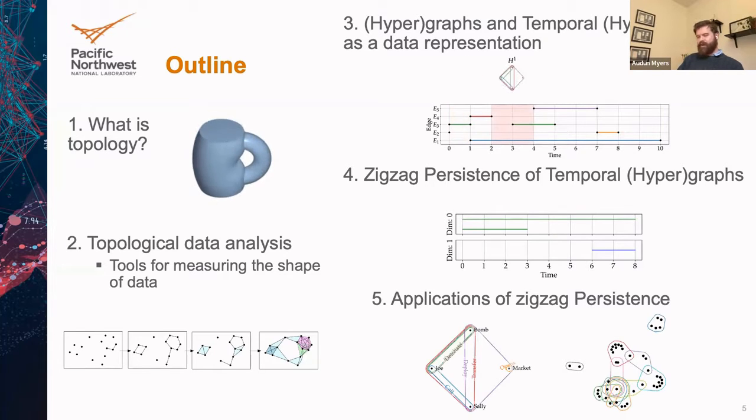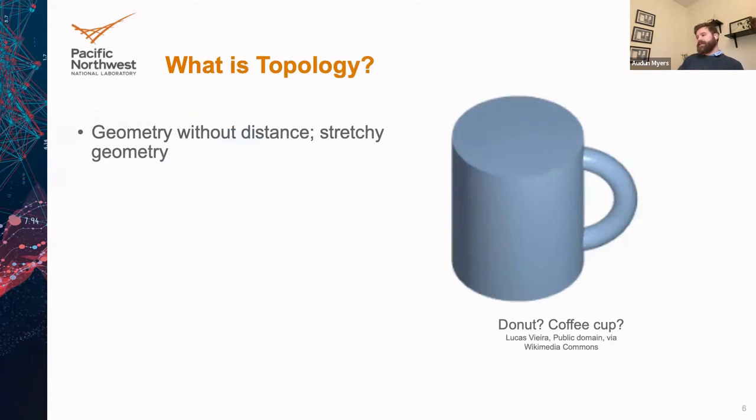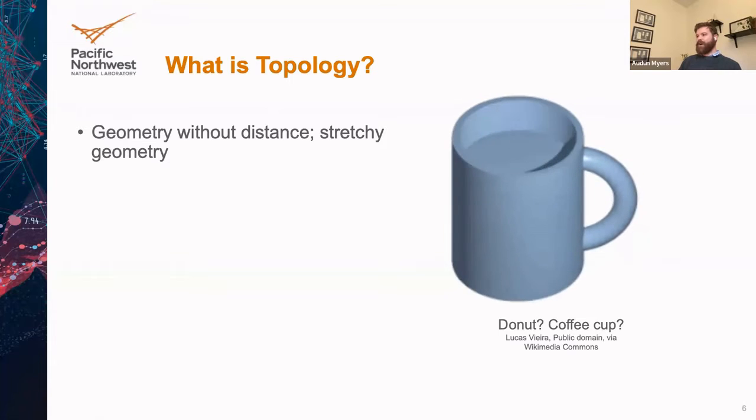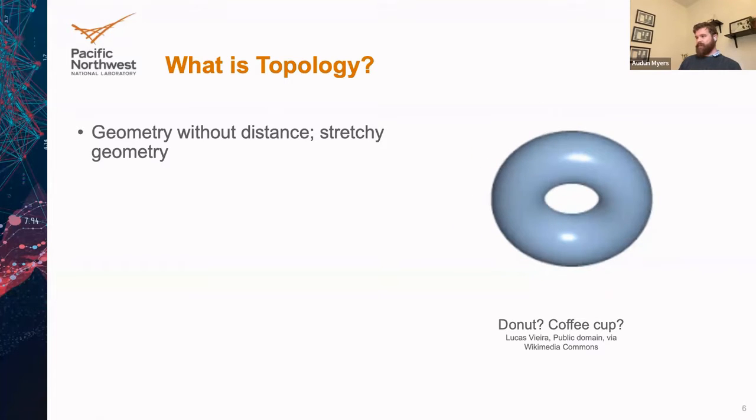And then lastly, I'll go over several applications in this work. So what is topology? Topology you can think about as stretchy geometry. The classic example: a donut versus a coffee cup. Are these the same or are they different? Well, from the standpoint of topology, they are the same. They both are one component and they both have a hole in them.